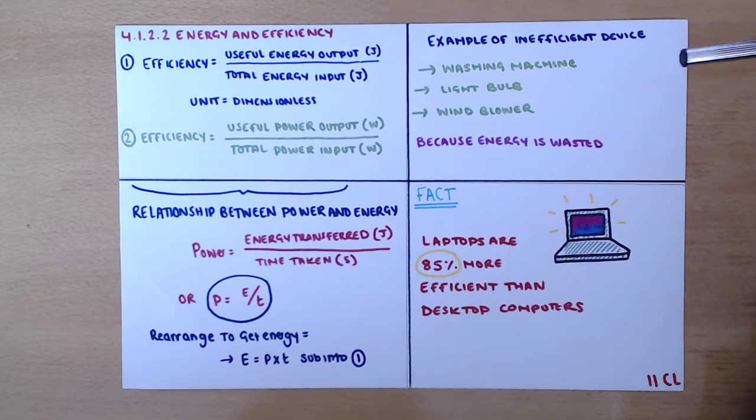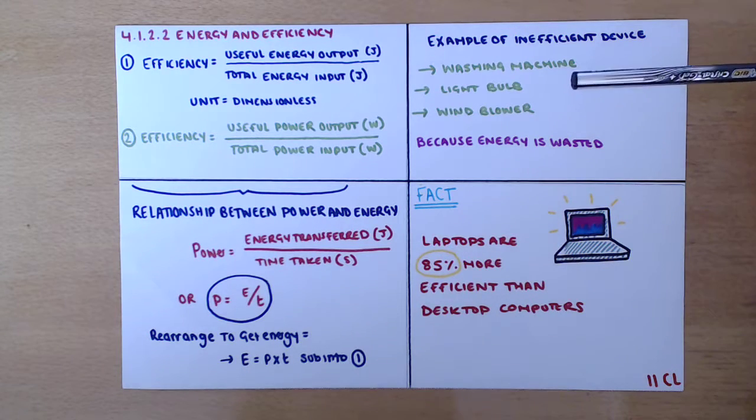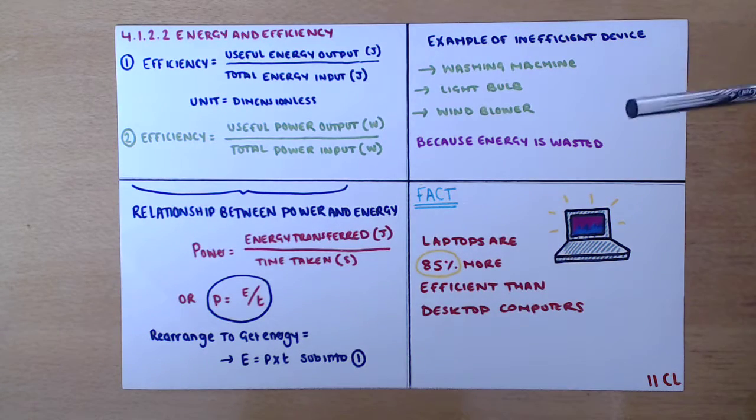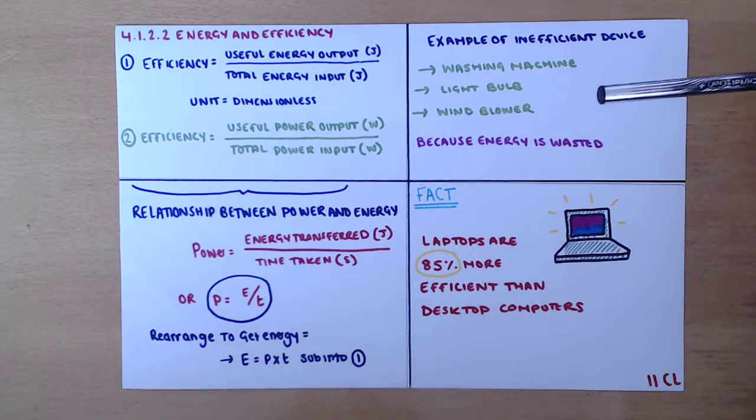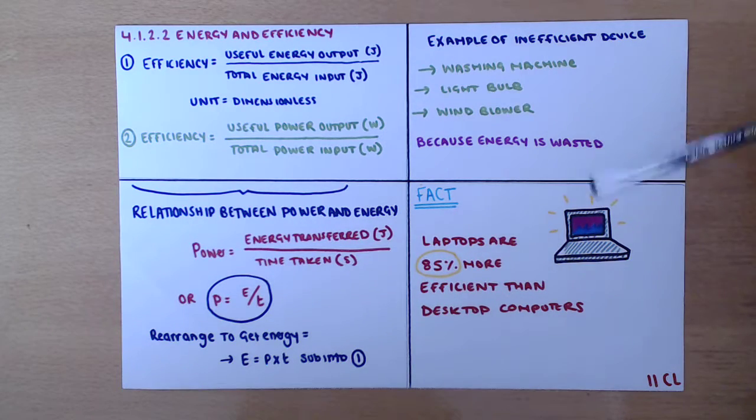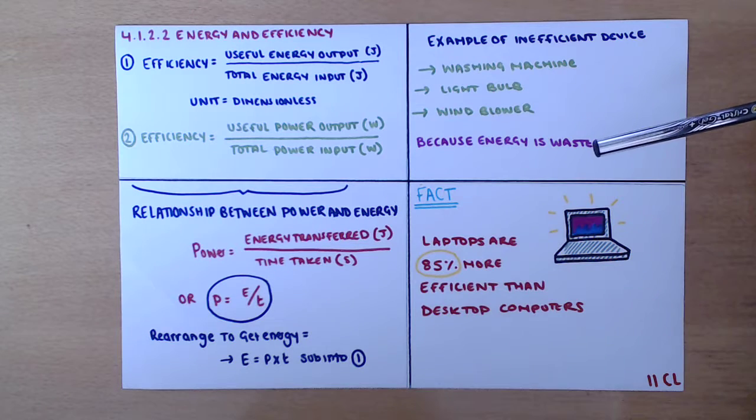So I'm going to give you some examples of inefficient devices. You have your washing machine because you can hear sound, and it moves up, so maybe some kinetic energy is wasted. You have a light bulb because a lot of it is wasted by heat. You have a wind blower because you can hear sound. Sound is wasted. If you listen to a wind blower, you'll note that there's just a lot of sound, and it's inefficient because energy is being wasted.